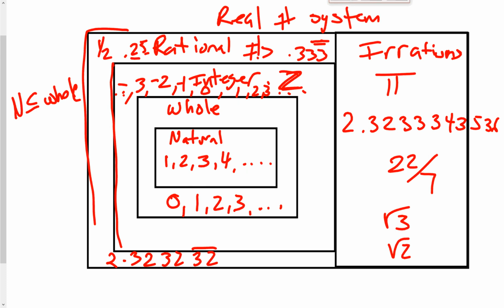So that's our real number system, and these are all the different sets of numbers that we have. All natural, whole, and integers are subsets of rationals, but rationals and irrationals can't be joined together, so they're not subsets of each other.